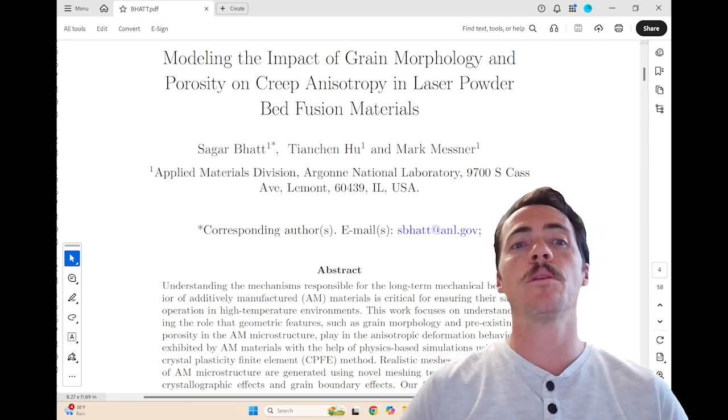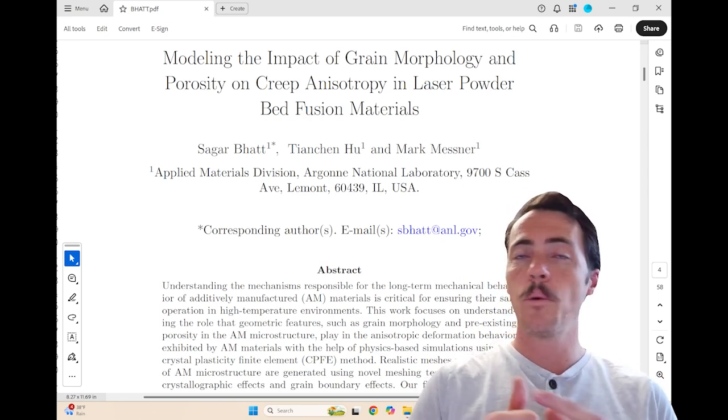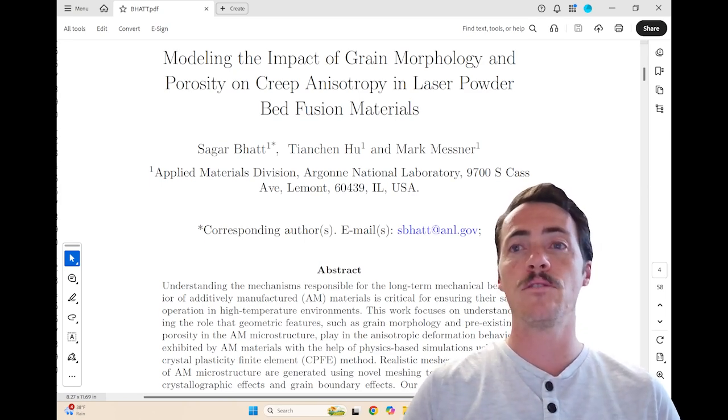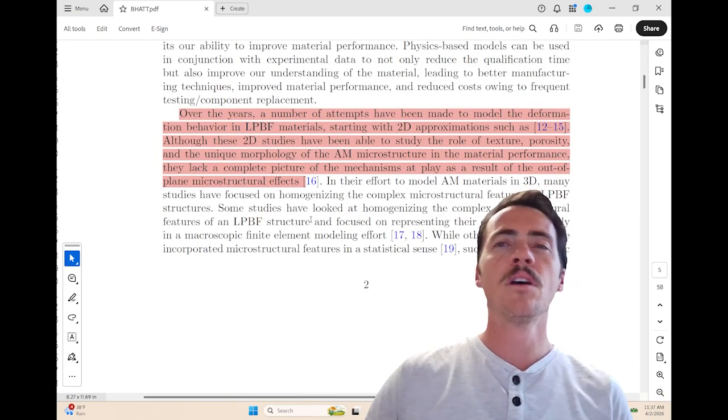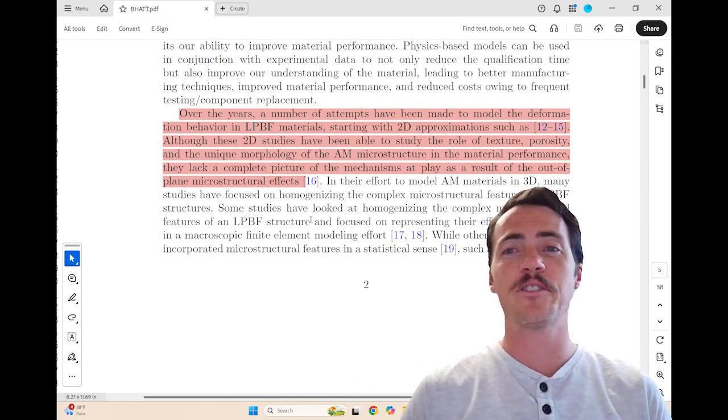And this team, which comes from Argonne National Laboratory led by Sagar Bhatt, set out to investigate that and try and understand what's going on, can they model it, and what insights can we take about additive manufacturing to improve the process going forward. Okay, first off, they do point out there has been quite a bit of effort to understand this in the past.